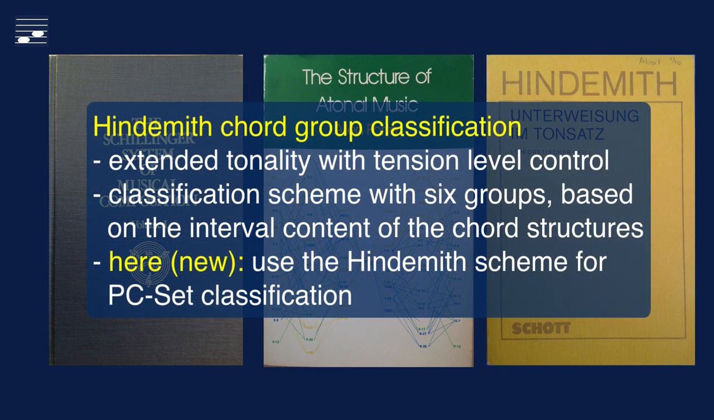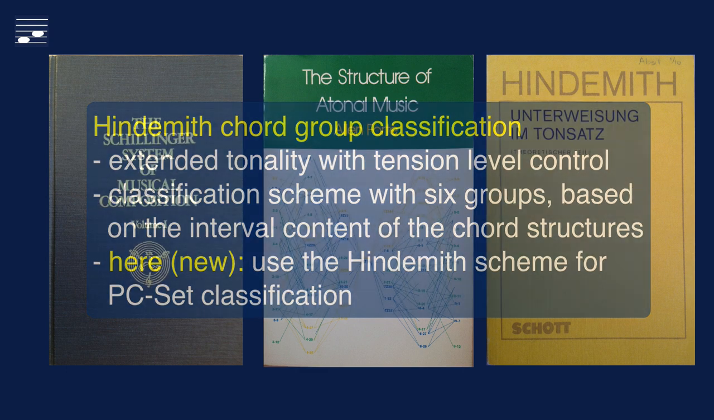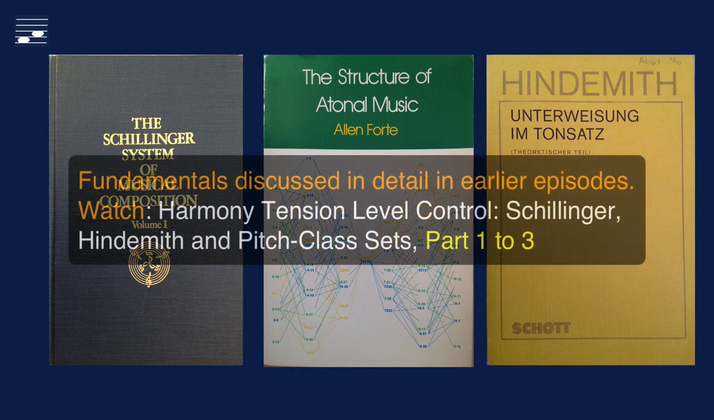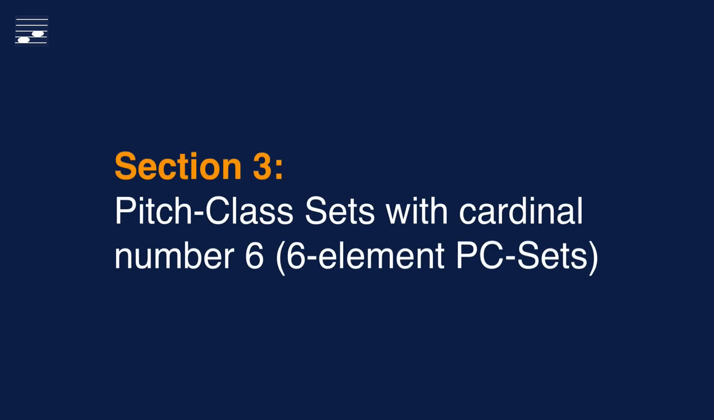In order to stay in line with the extended tonality concept of the diatonic symmetric system and enabling harmony tension level control, we categorize the sets using the Hindemith chord classification scheme that consists of 6 groups depending on the interval content. All this was discussed in more detail in part 1 to 3 from this series. We'll now look at the pitch class sets with cardinal number 6.